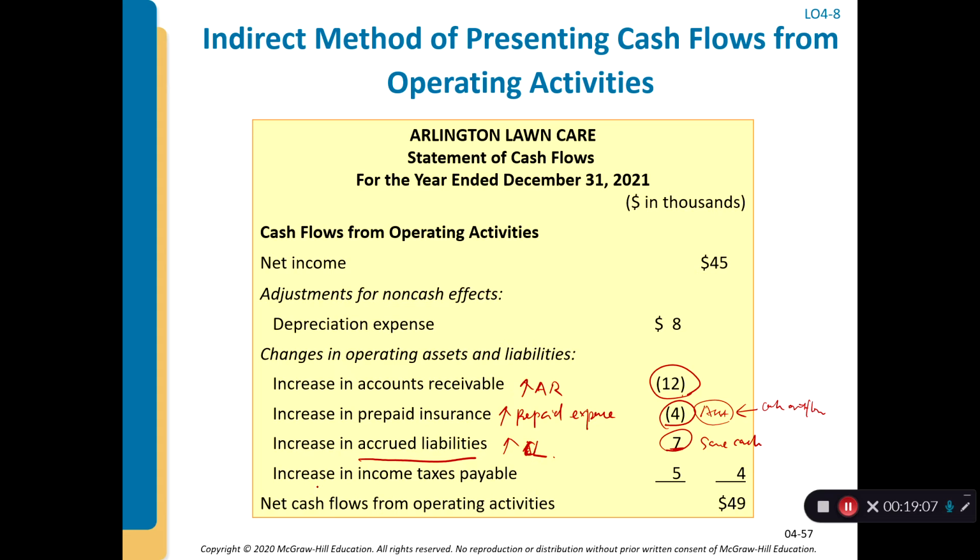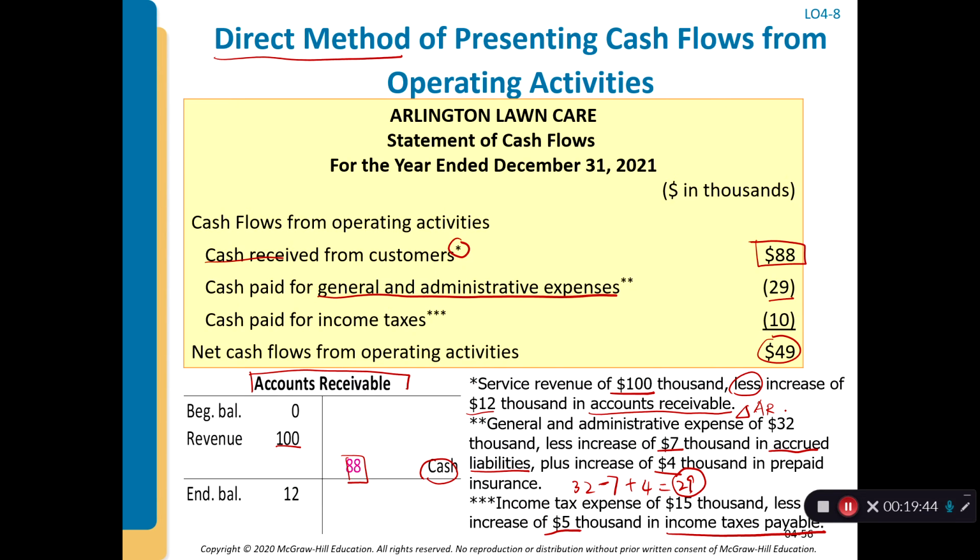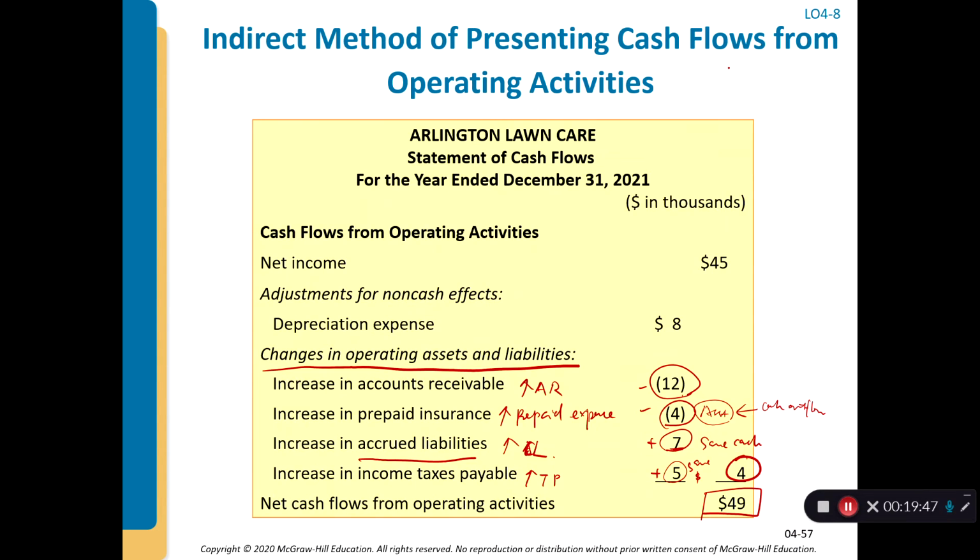current liability, and then similarly we will plus the increased tax payables because we were supposed to pay the tax and we didn't, right? Hence it saved the cash for $5,000. So therefore, the change in operating assets and liabilities ends up with 4. Hence the net cash flow should be 49. So in total, no matter which method you use, in the end, the net cash from operating activity should be total at 49.